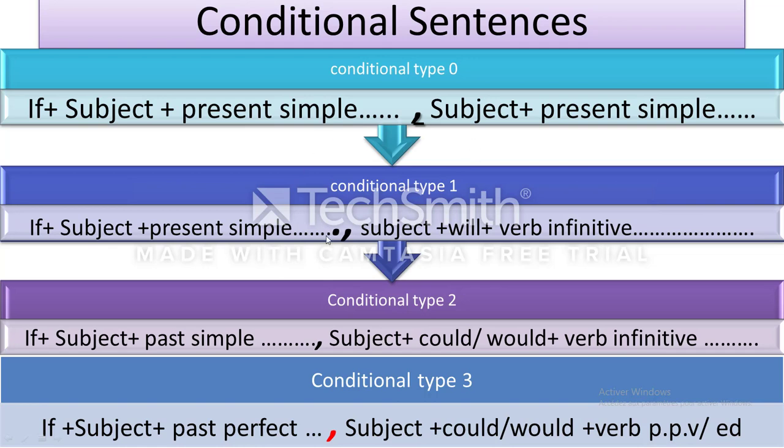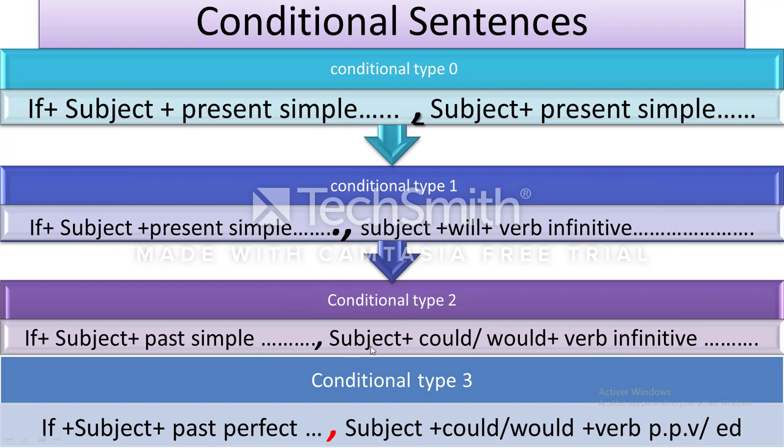Conditional type 1: here we have if plus subject plus present simple, comma, subject plus will plus verb infinitive. Verb without to, without gerund, okay, plus verb. I will go. Go is a verb infinitive.